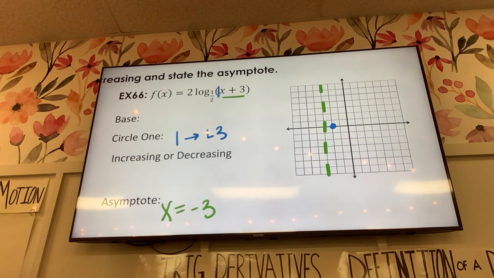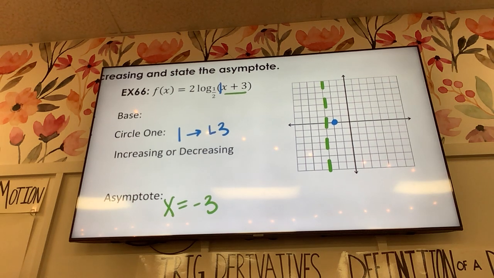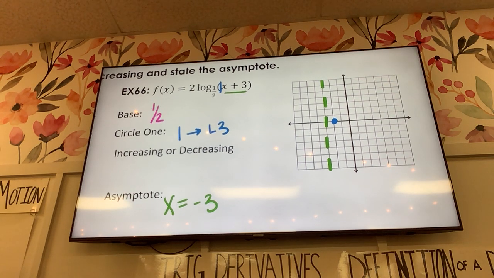All right, now my base on this one is what? 1/2. So are we growing or decaying? Decay. We're going to decay. So we are going to start high near the asymptote and decay downward away from the asymptote. And am I increasing or decreasing? Decreasing.